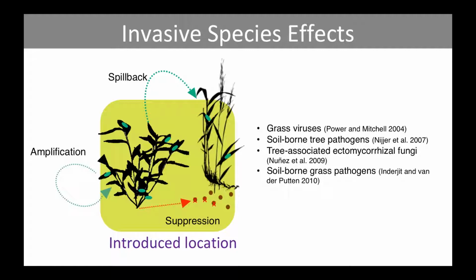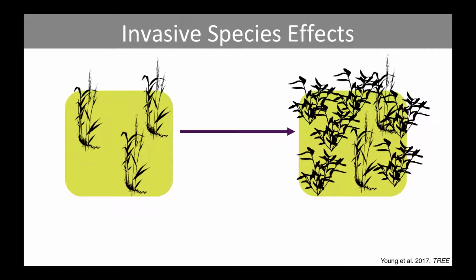And then another potential thing that has been observed is suppression of mutualists of the native pathogens. So the invasive species can be affected by pathogens in its establishment and interactions with the native species, and it can affect the native community.